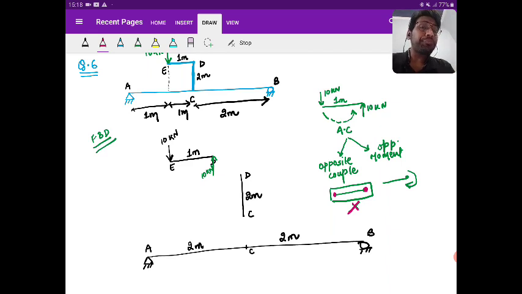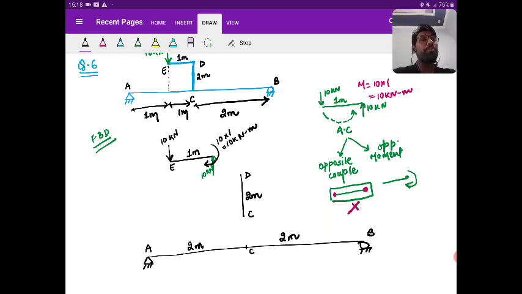So this 10 and 1 is creating a moment, that is a couple, of 10 into 1, that is 10 kilonewton meter. It is creating a moment of 10 kilonewton meter. In which direction? Anti-clockwise direction. So this anti-clockwise moment will be balanced by the opposite moment at D, and the value will be the same, that is 10 into 1, that is 10 kilonewton meter. Any doubt?